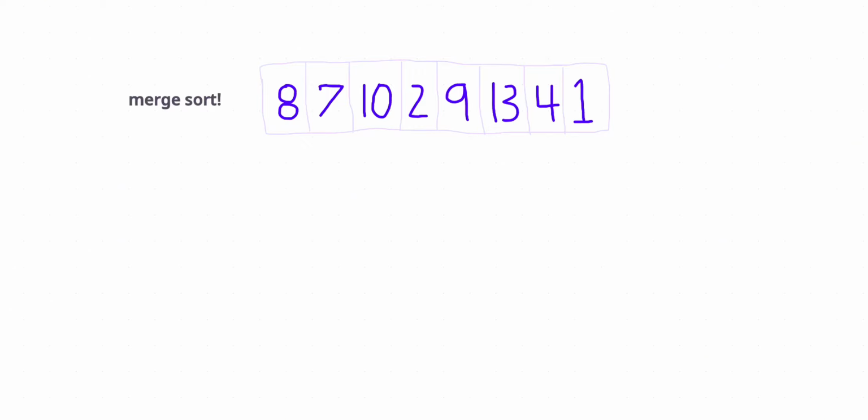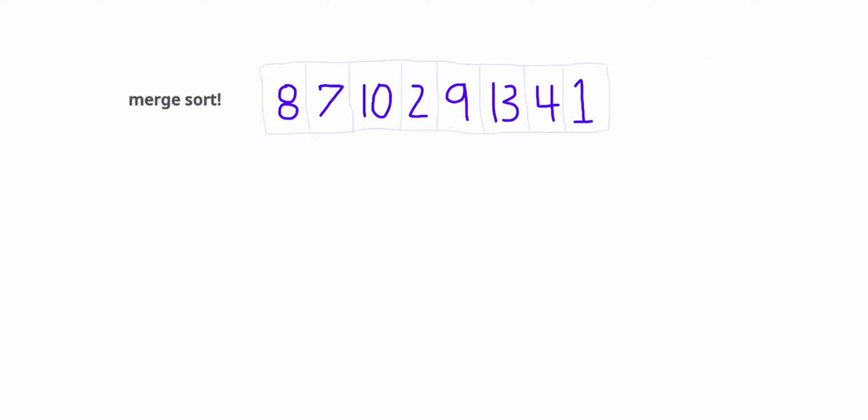MergeSort is what's known as a divide and conquer algorithm. Divide because we split the array in half, forming two subarrays, and conquer because we apply MergeSort recursively to the subarrays, stopping when a subarray has a single element. We then combine and merge these sorted subarrays.